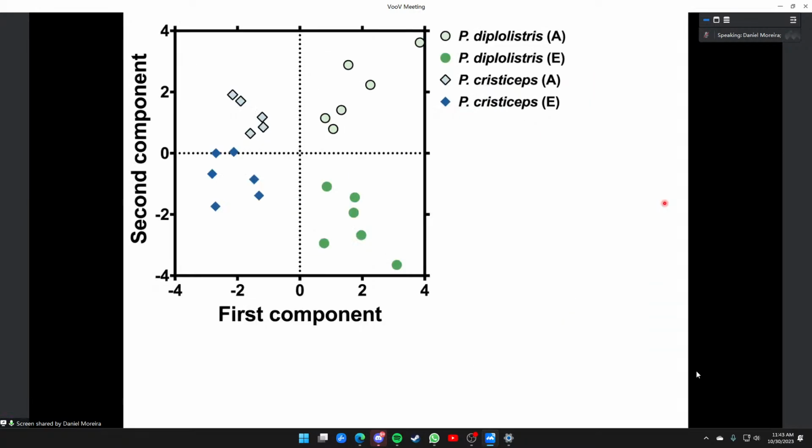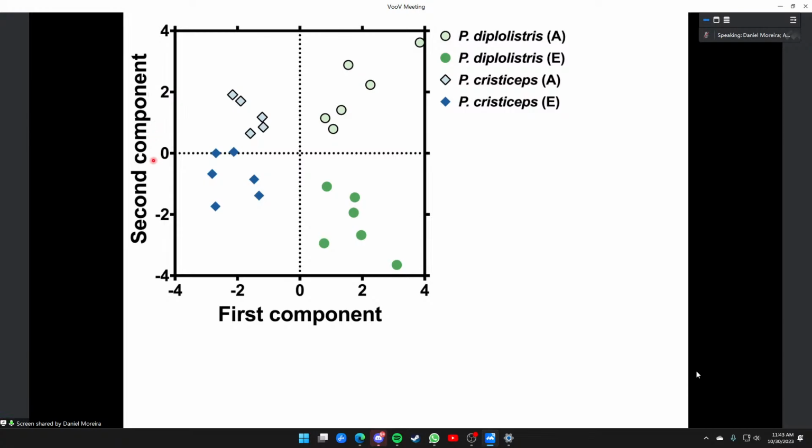So next, we took all this data and tried to reduce the dimensionality and made a principal component analysis. And we could clearly see that the experimental groups grouped together based on these biochemical variables. We have here the first component that clearly separated Sclerodema diplodistris on the right and Proceratophis cristiceps on the left.